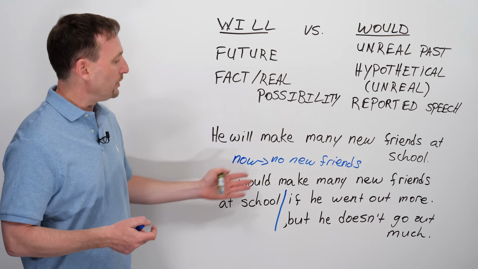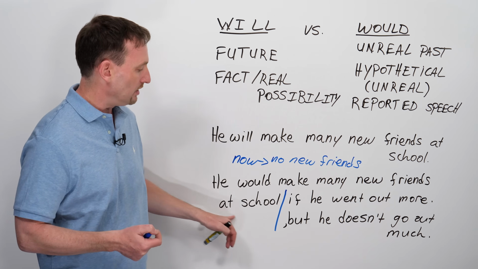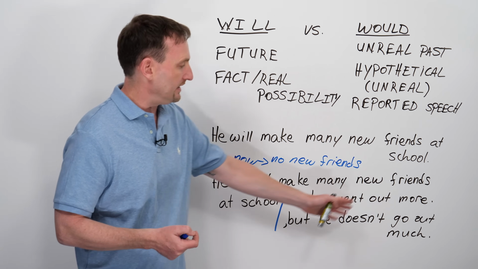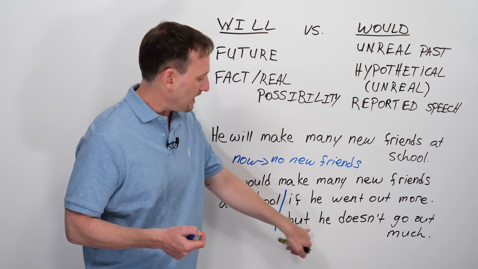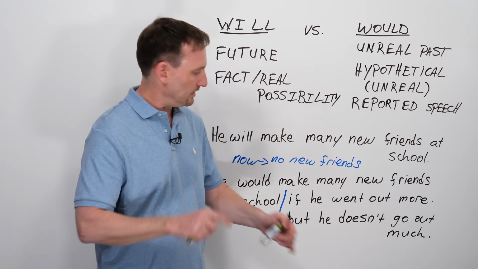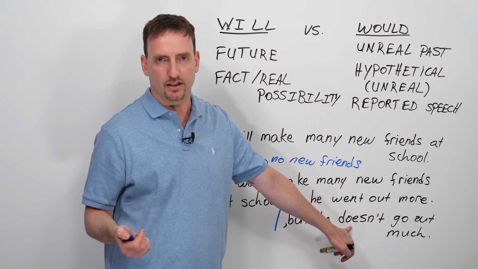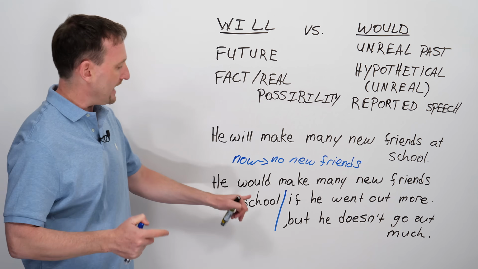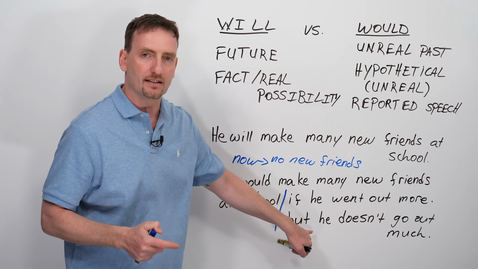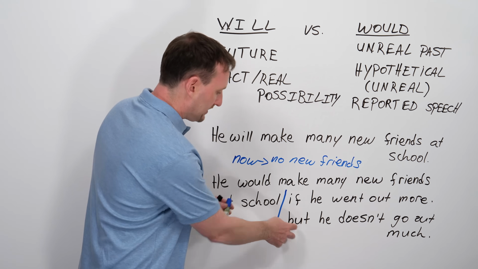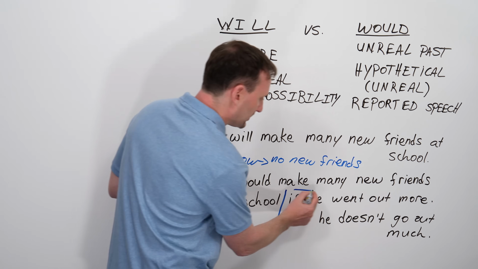Or, he would make new friends at school, comma, but he doesn't go out much. Here, I'm using the but to show a contrast, and I'm using the present verb to show you what the actual situation is now. Now, technically, I can go straight from school to but even if I do this, this is where it gets a little confusing.